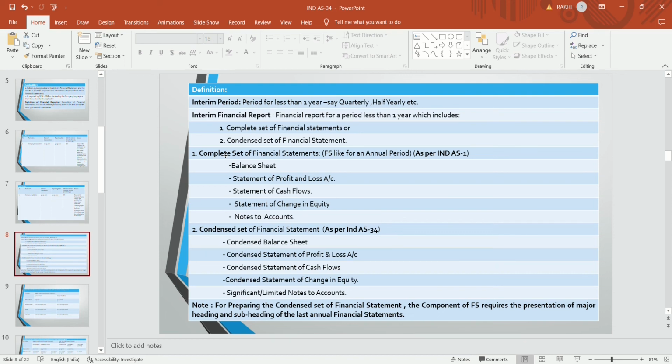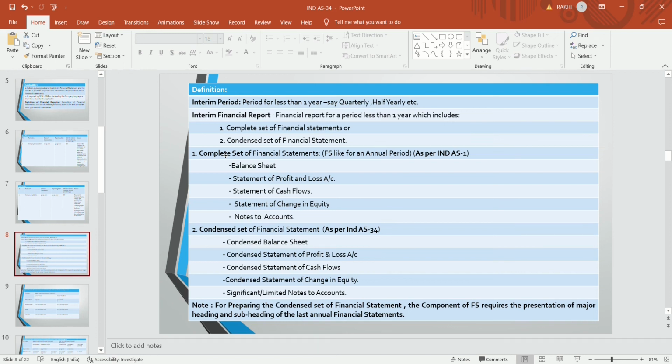In the condensed statement of profit and loss account and condensed statement of cash flows, we do not have to disclose the sub-items, only the heads of the items, like cash flow from operating activity, cash flow from financing activity, and cash flow from investing activity. In total we are required to disclose these, and quarterly, half yearly, and nine months we are required to disclose.